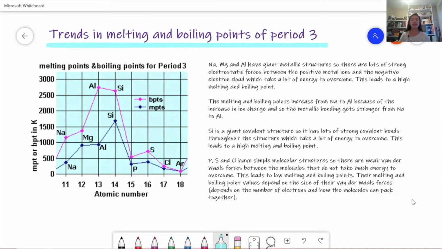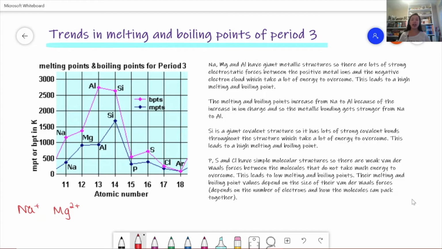Now, the melting and boiling points increase from sodium to aluminium because of the increase in ion charge. So if we think about sodium, it forms Na+ ions. But if we think about magnesium, it forms Mg2+ ions. And because Mg2+ has a bigger ion charge, the metallic bonding is stronger than in sodium. So if we had sodium and magnesium, for example, the metallic bonding in magnesium would be stronger than in sodium. And because the metallic bonding gets stronger, it takes more energy to overcome, and so the melting and boiling points of magnesium will be higher than for sodium.